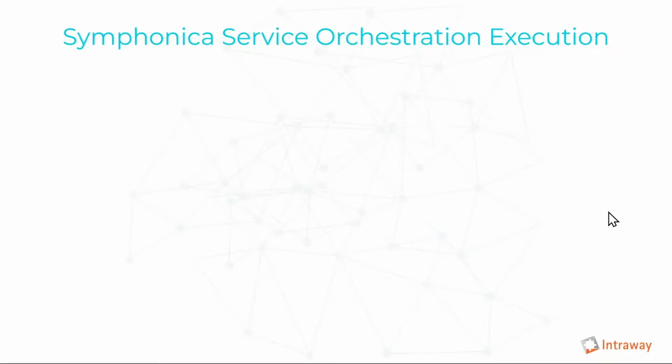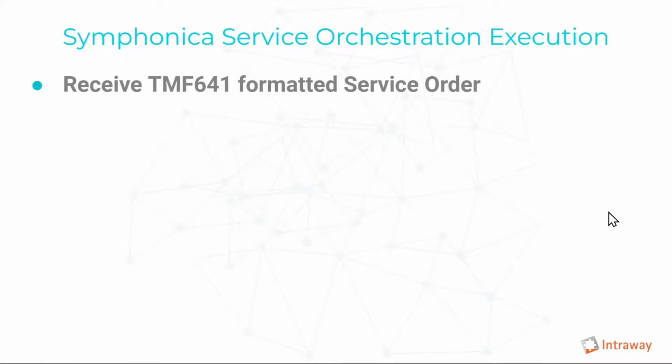Now that the context of the Symphonica domains has been introduced, let's cover the basics of a service orchestration execution. A high-level overview of a service orchestration execution in Symphonica is as follows. Symphonica receives a service order request. In a typical implementation, this service order request will come in the form of a TM Forum 641 formatted API request, usually from the billing system. It is worth noting, however, that service order requests can also be created directly in the Symphonica user interface.